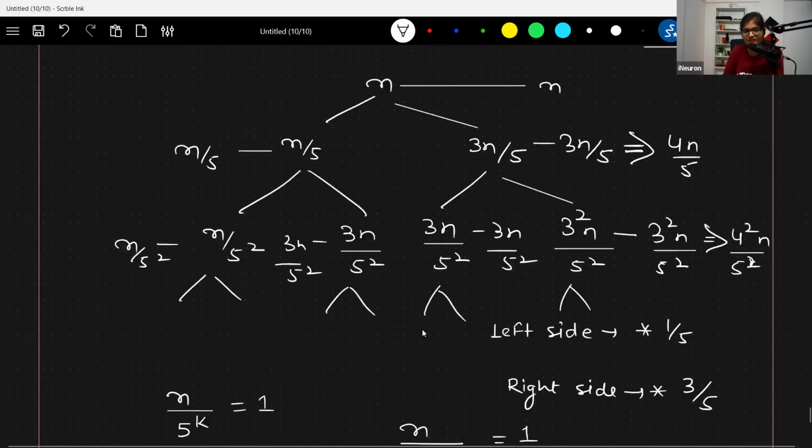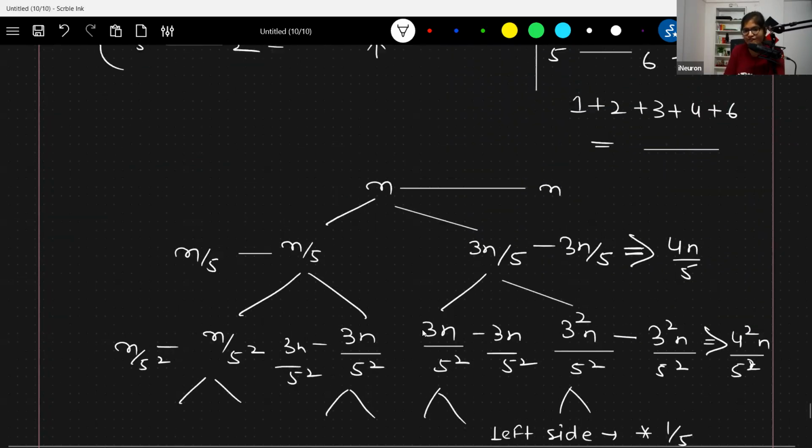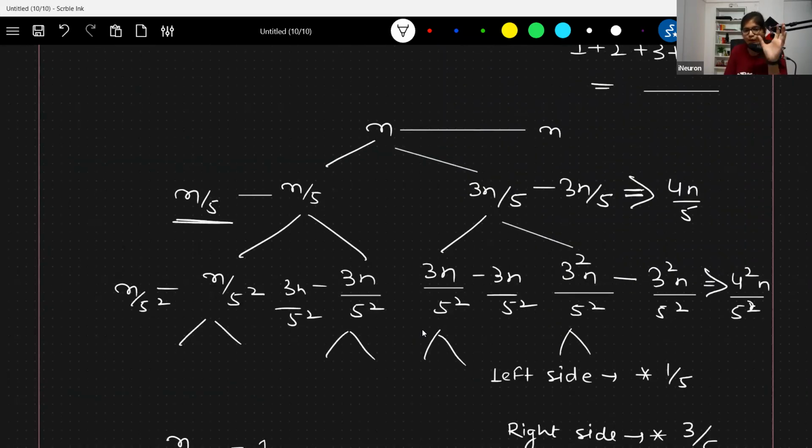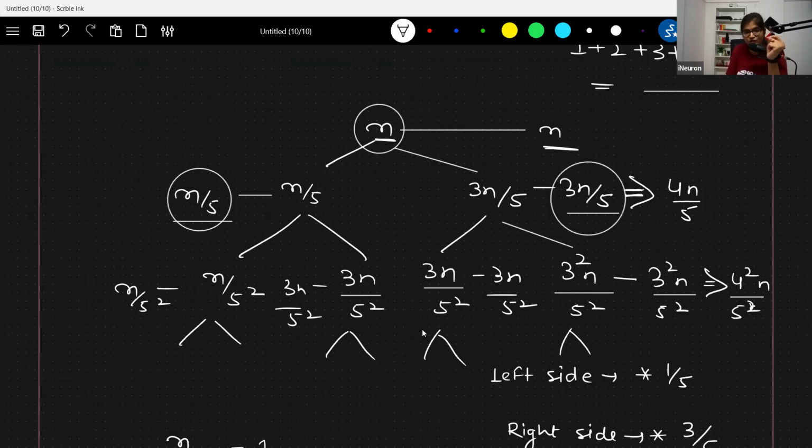The second cost is nothing but the summation of n/5 plus 3n/5. See, when you are splitting the records into two parts, the cost will be exactly the same as the number of records that you have. So when you do the same split for n/5, the cost will be n/5. When you do it for 3n/5, the cost will be 3n/5. So for the second level, what is the total cost? It will be the left side plus the right side, so n/5 plus 3n/5, which equals 4n/5.